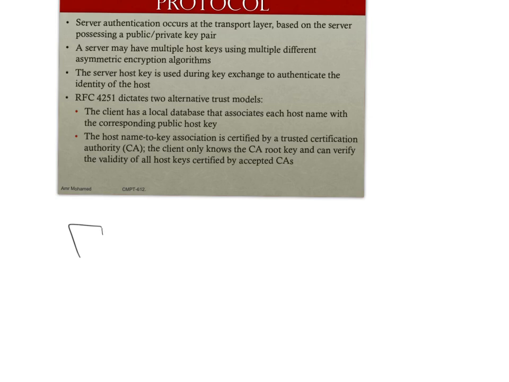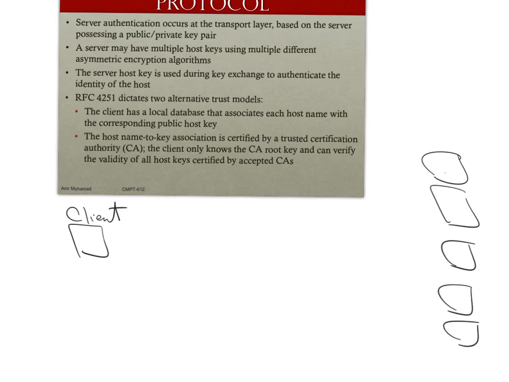So we have the client here, and we have multiple potential SSH servers. Okay, so this is server 1, server 2, server 3, server 4, and server 5. Each of these servers may have one or more public keys or certificates, basically. Okay, so when the client tries to connect to one of these servers, it has to establish the trust. So the server sends the certificate to the client.